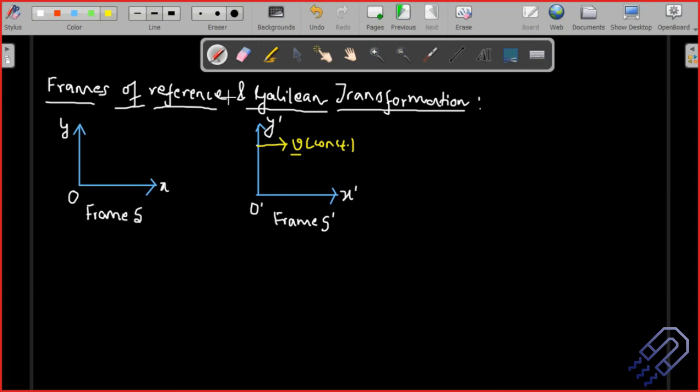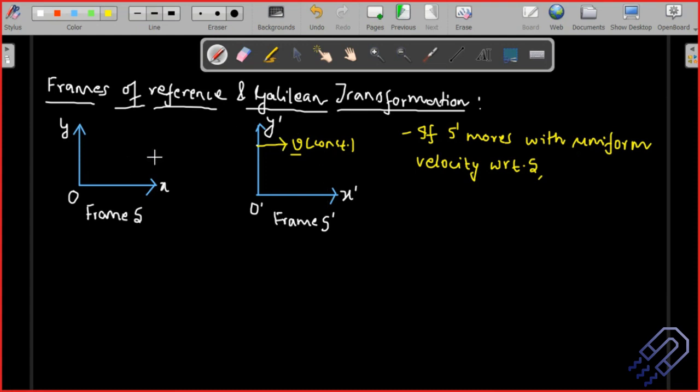Before that, let's just try to understand these frames of reference. Obviously not today, I think we won't be doing any numericals today. So let's just write down a few points here. We are trying to understand frames of reference here. If S dash moves with uniform velocity, whatever I said, I'm just putting it in sentences, with respect to S, so this S dash is moving with uniform velocity with respect to S.